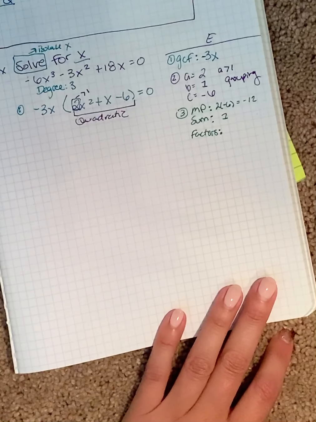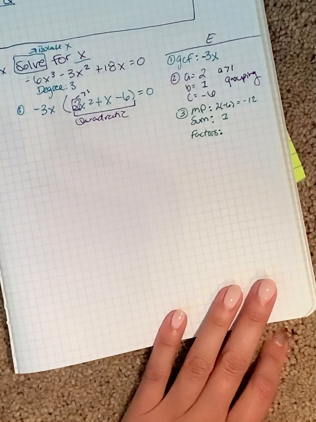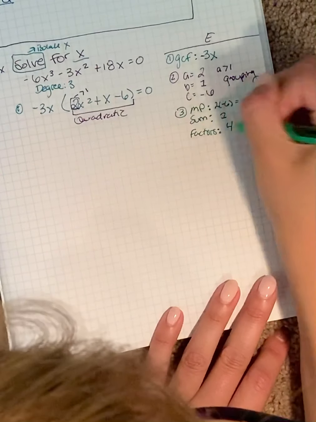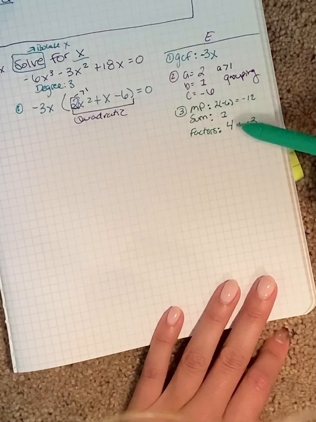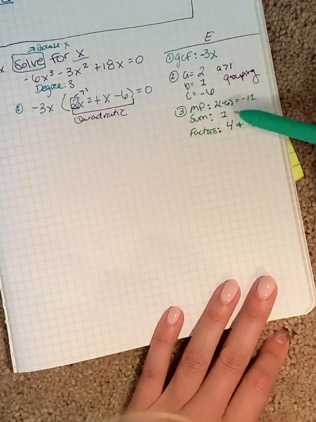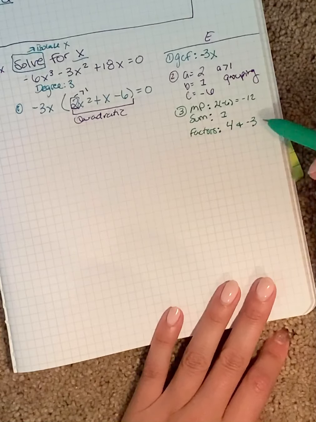-4 and 3 will give me -1. What about 4 and -3? Well, if I multiply 4 and -3, I know that will give me -12. If I add 4 and -3, that gives me 1. So I'm going to use 4 and -3.